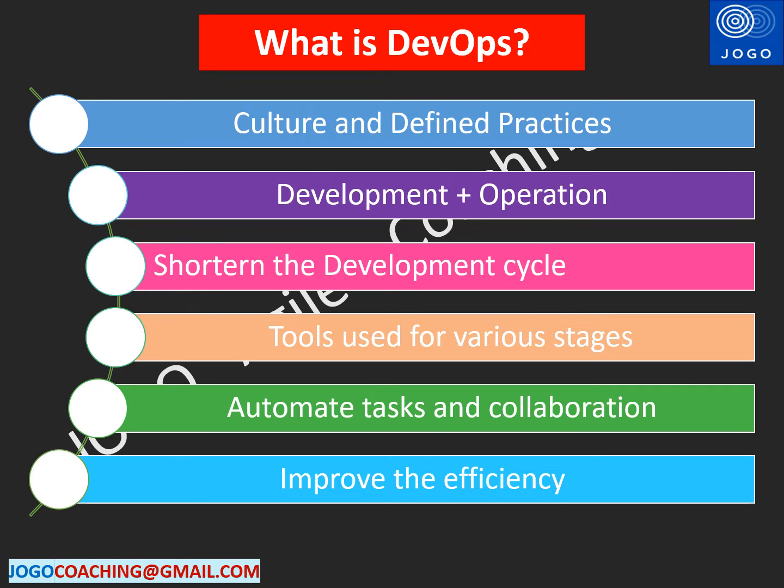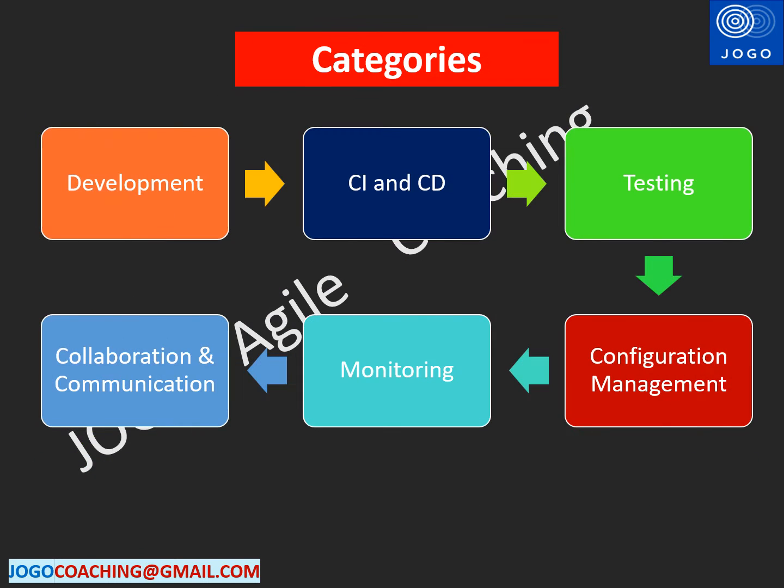Let us understand about the categories of the DevOps tools and the details of the DevOps tools now. Categories of the DevOps tools. DevOps tools can be categorized into 6 stages of the development life cycle. The stages are development stage, continuous integration or continuous deployment stage, testing stage, configuration management, monitoring, and collaboration and communication stage. Let's now look into all the tools used in these 6 categories.